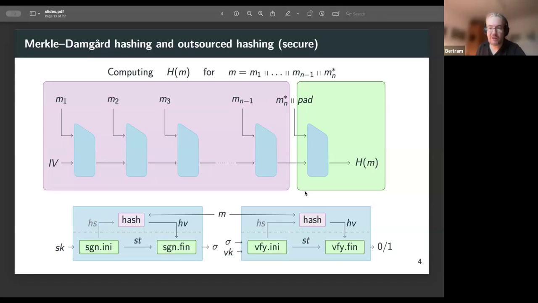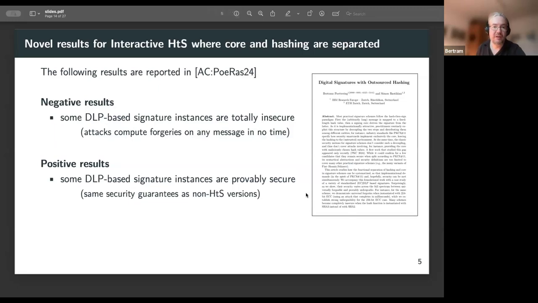Now, that is from PKC, and now let me switch to the current paper that we now have at Asiacrypt. We look this time not at the strict case, but in the more involved interactive hash-and-sign setting. So recall that is where the signing core first puts information into the hash function and then the message is added. Again, we have negative and positive results. The negative results are that some DLP-based signature schemes are totally insecure, and the positive results are that some DLP-based signature instances are provably secure.